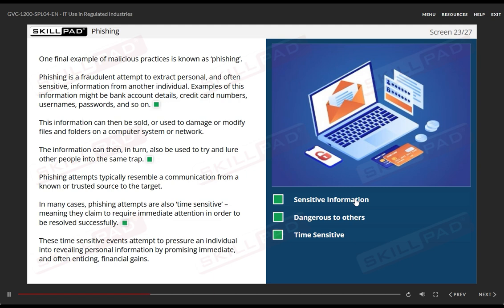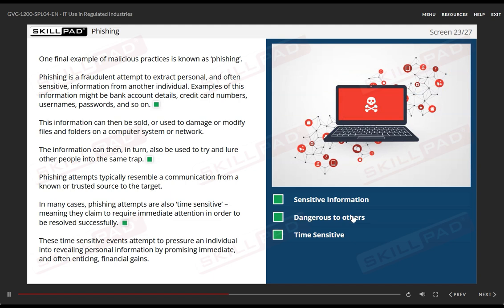This information can then be used to defraud a victim of money or to access a computer system or network where data can be stolen, modified, or damaged. The personal information gained can often be used to lure other people into the same trap.